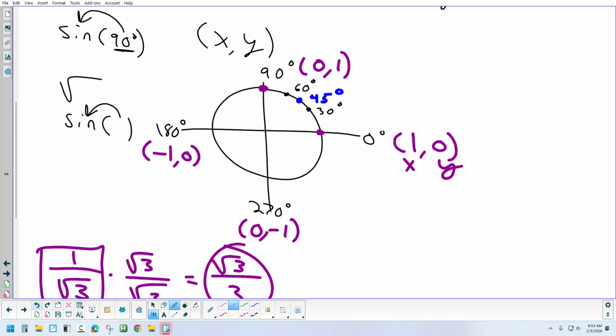All right. So the goal is to figure out the coordinates for those three. Once we know the coordinate, everything else we've done is exactly the same. What do you know about the x and the y value for the coordinate of 60, 45, and 30? Positive. Yeah, they're both going to be positive. Everything we're doing today is in quadrant 1, so your x and your y values are positive. All right, let's start with the 45.